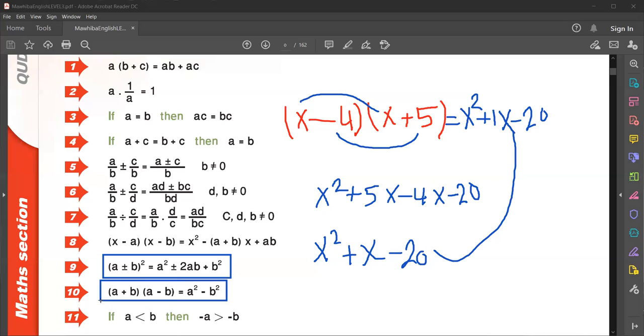Also here, I have a rule: a plus b, a minus b. If you have the same terms, you multiply it. A times a equals a squared, b times minus b equals minus b squared directly. Did you take it before? Did you see these rules before?